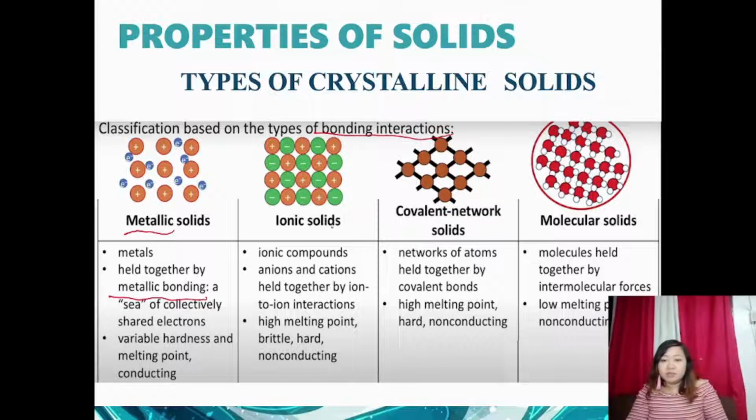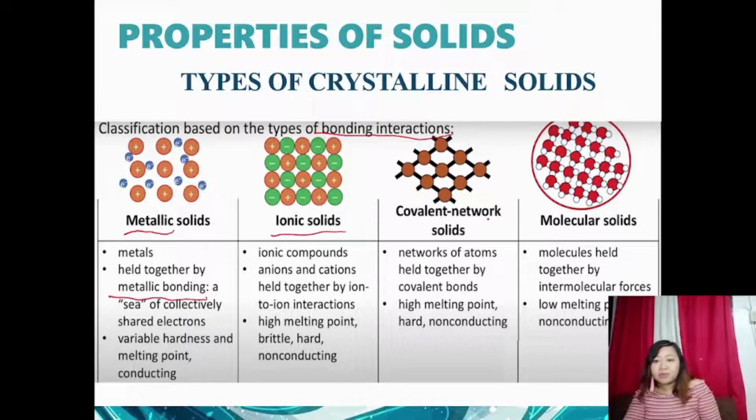Ionic solids are composed of ionic compounds. So they are held together by the attractive forces between ions, oppositely charged ions to be exact. They have a high melting point, are brittle, hard, and non-conducting, unless these ionic solids are molten, so if they're already in liquid state or you put them in a solution, they can be used as a conducting material.